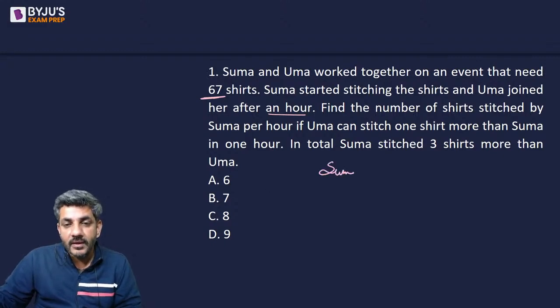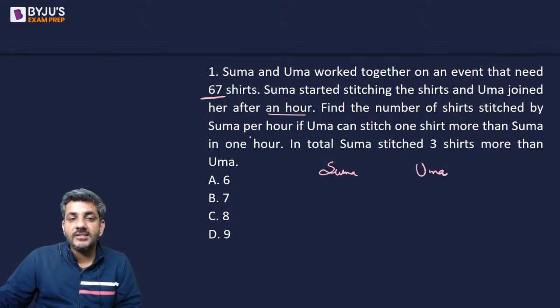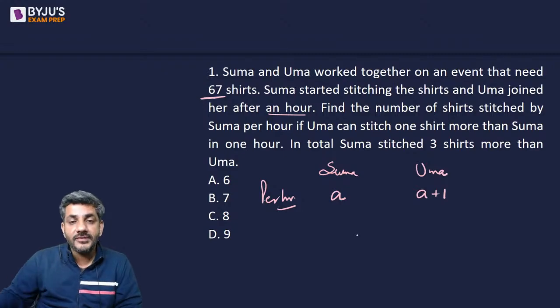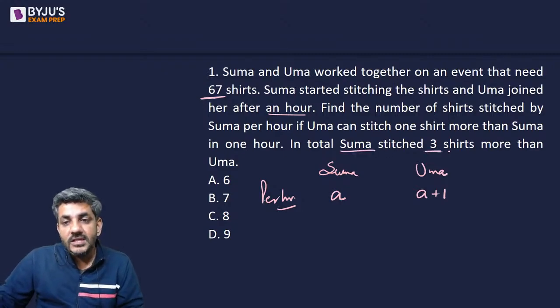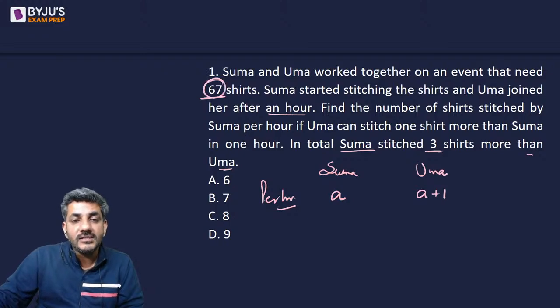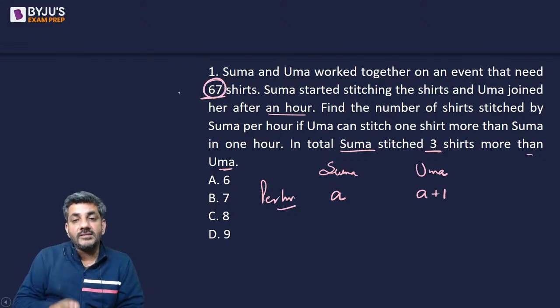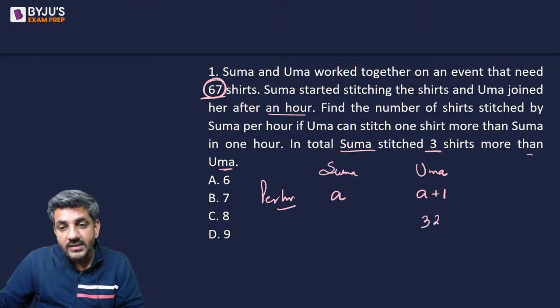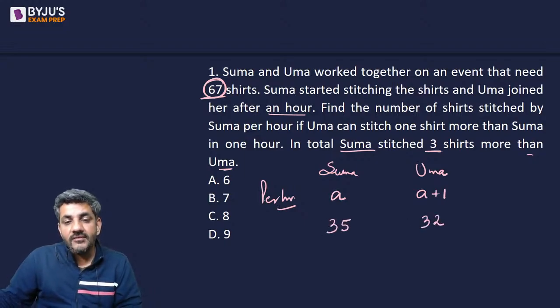So we have two people here, one is Suma, one is Uma. He says find the number of shirts stitched by Suma per hour. Let us say per hour Suma is stitching a number of shirts. Then can I say that Uma is stitching one shirt more than Suma per hour? So Suma is stitching a plus one number of shirts. In total, Suma stitched three shirts more than Uma, and total shirts are 67. If Suma has stitched three shirts more than Uma and total are 67, can I say the only possibility in this case is that Uma has stitched 32 and Suma has stitched 35?